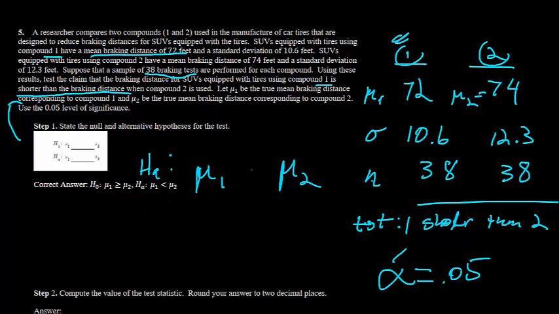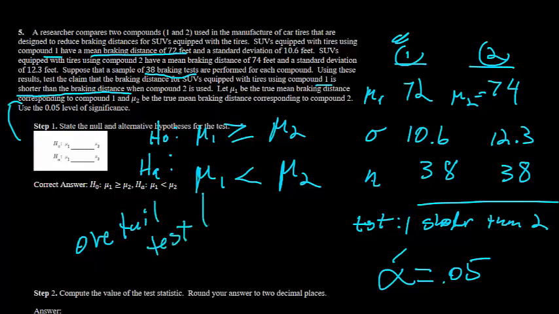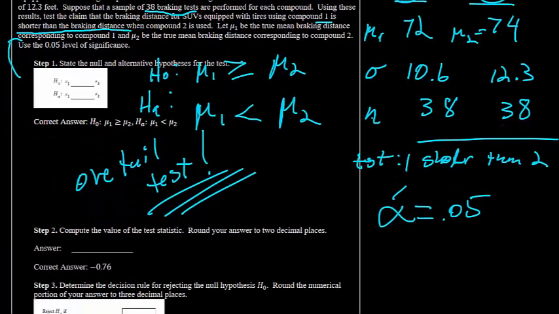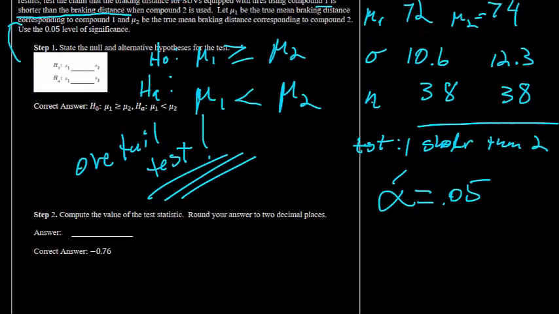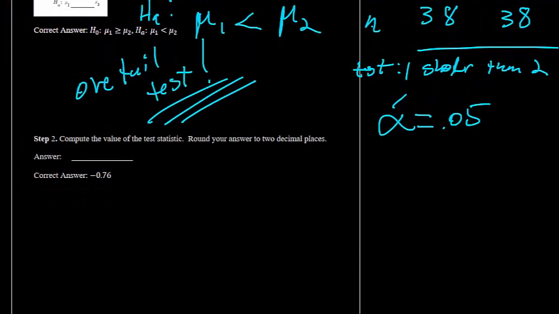We want to prove that compound 1 stops shorter than compound 2, which means my H sub 0 is that mu sub 1 is greater than or equal to mu sub 2. This is a one-tail test. And that can be a little tricky when we deal with two samples because you're automatically going to start thinking that we're dealing with the difference between the two means.